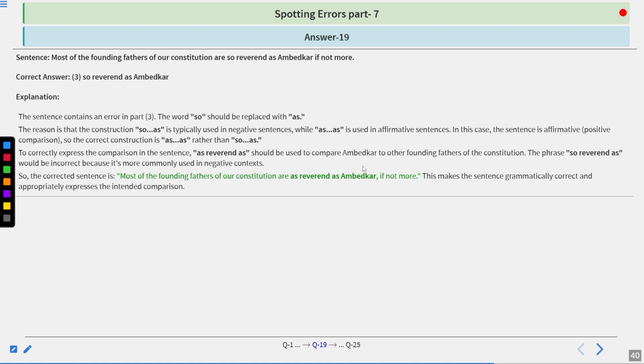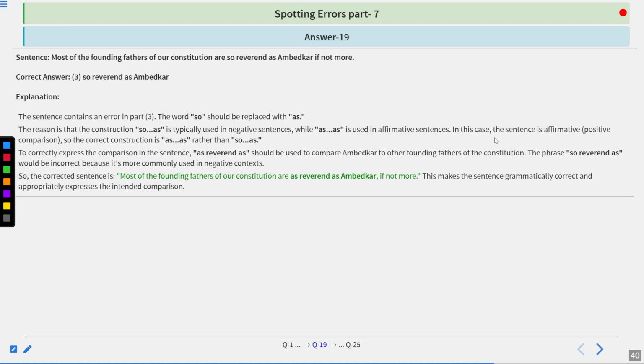The reason is that the construction so as is typically used in negative sentences, while as is used in affirmative sentences. In this case, the sentence is affirmative. So the correct construction is as rather than so as. To correctly express the comparison, as relevant as should be used to compare Ambedkar to other founding fathers of the constitution. The phrase so relevant as would be incorrect because it's more commonly used in a negative context.